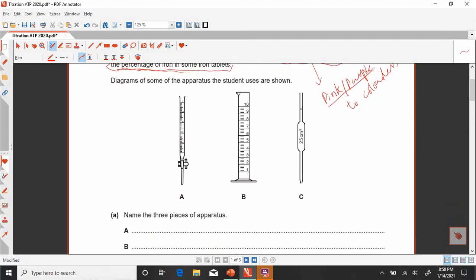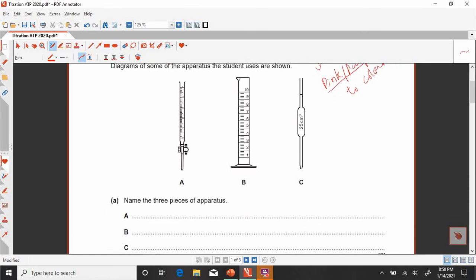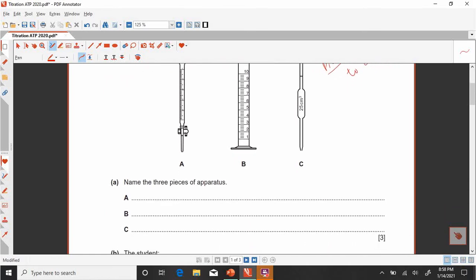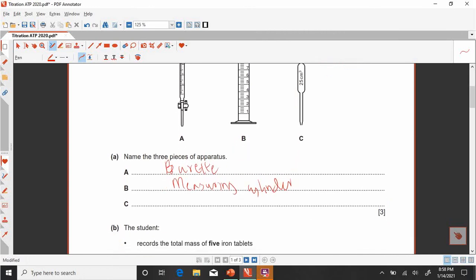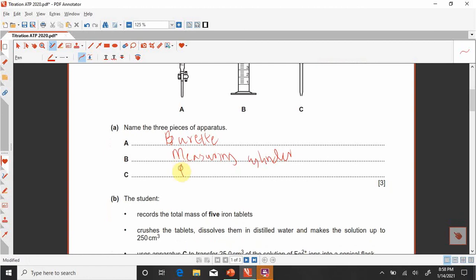As I initially discussed, A is the burette, and this B is the measuring cylinder, and this C is called the pipette, which I showed you before solving this paper. This is the pipette.